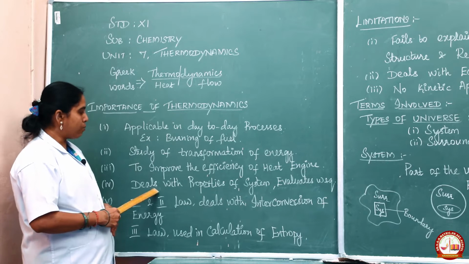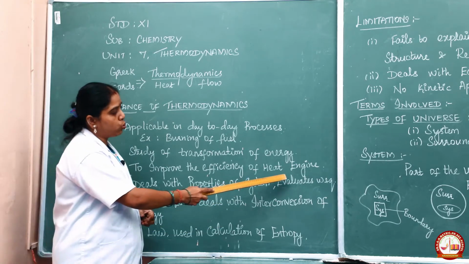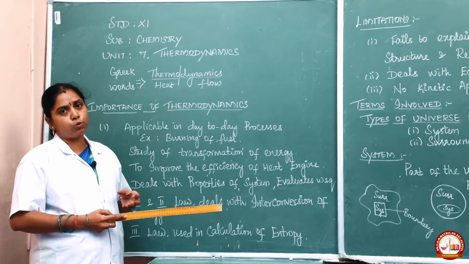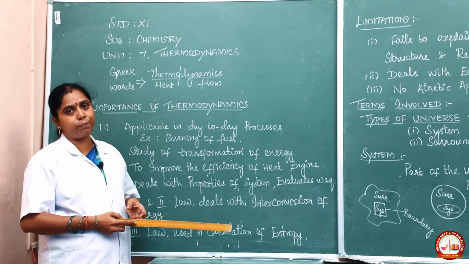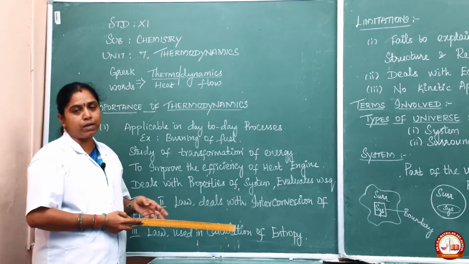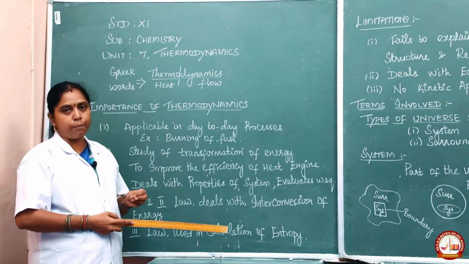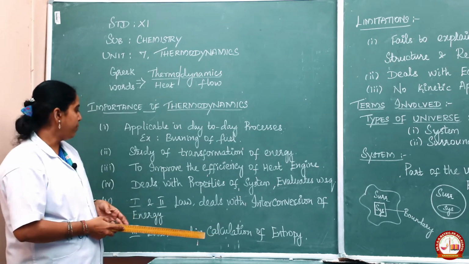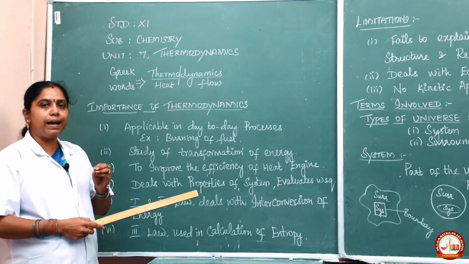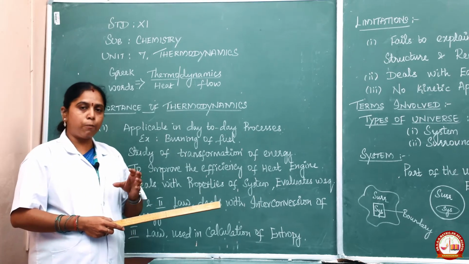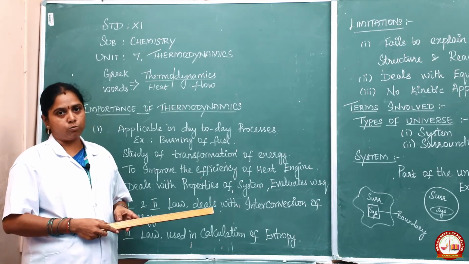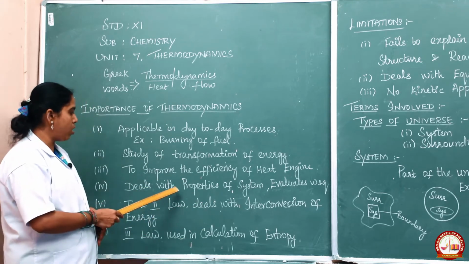Then thermodynamics is mainly used to evaluate macroscopic, macro meaning large, properties like work and Q. Q is nothing but heat. It also deals with the properties of a system which is at equilibrium. So whenever a process is at equilibrium, we are able to calculate it in an easier manner. So that is another importance of thermodynamics.